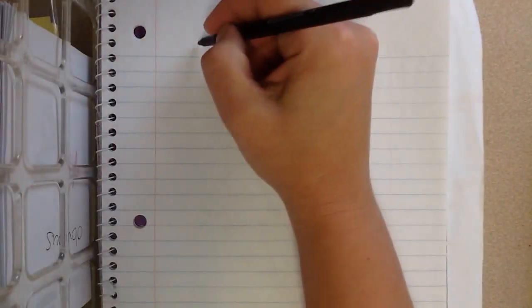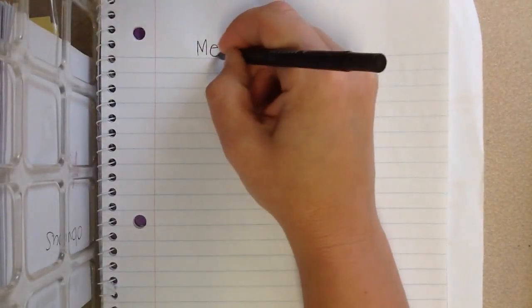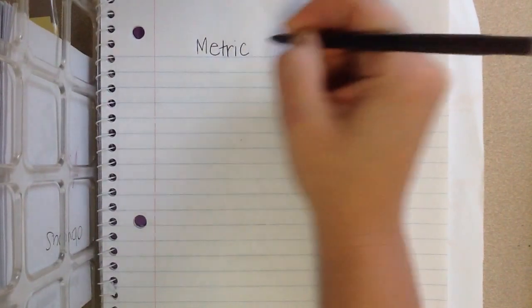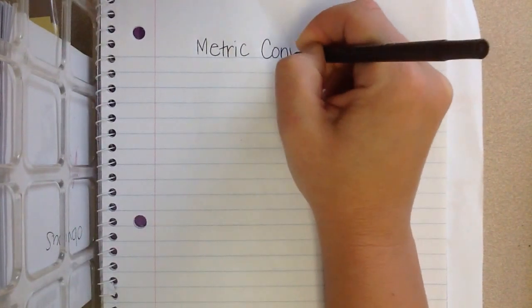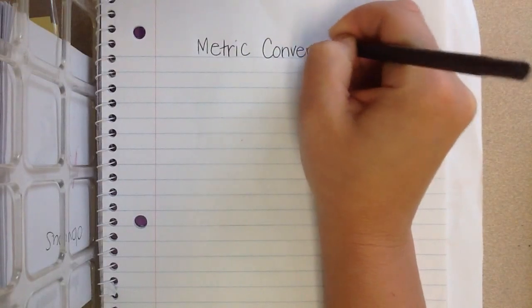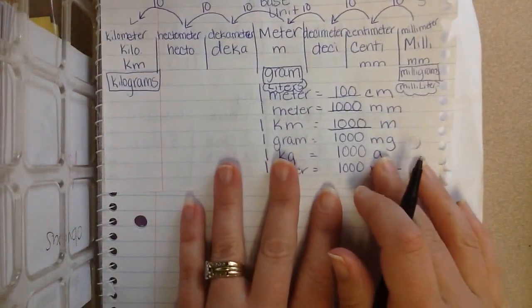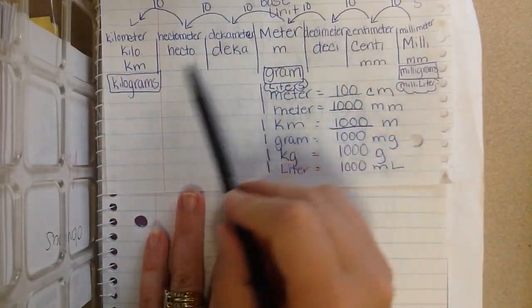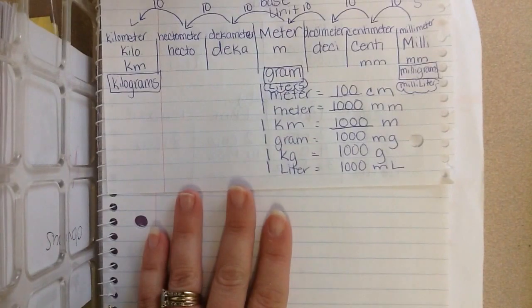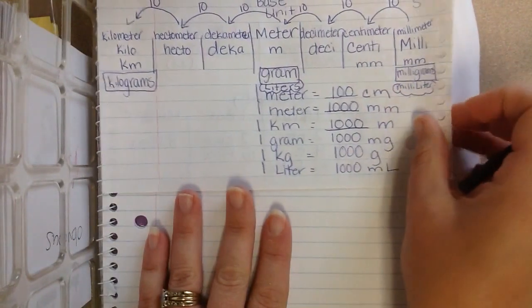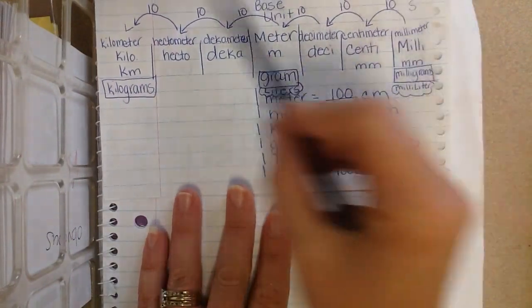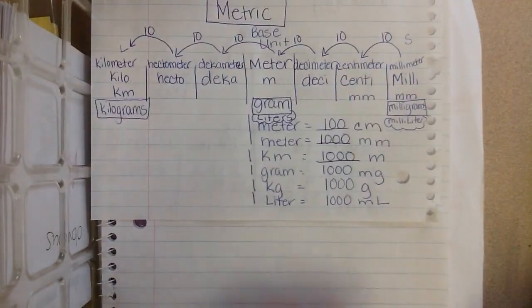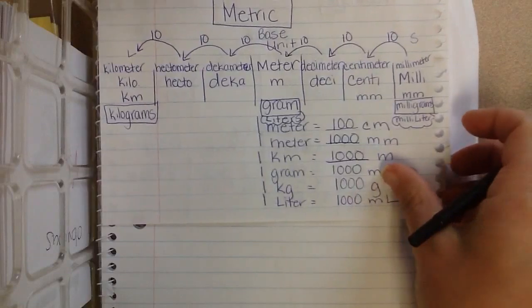Today we're going to talk about metric conversions. So we're going to use our same notes that we made the other day. We're going to look at how to change millimeters to centimeters to decimeters and how to go back and forth with those. So this is the only piece of information that we need for the metric system to realize how much of something is inside of another.